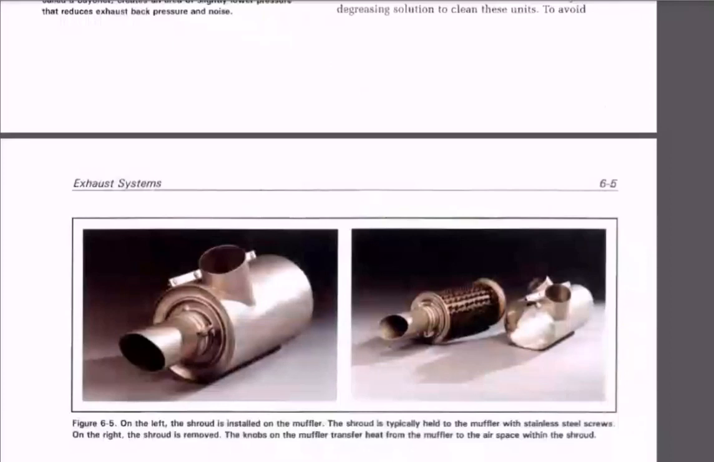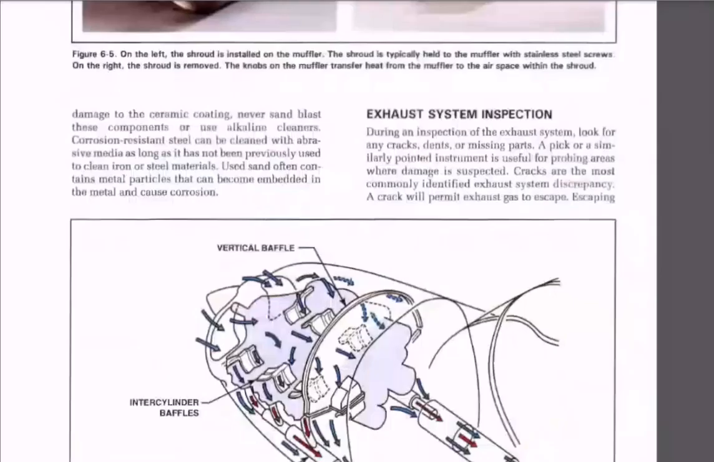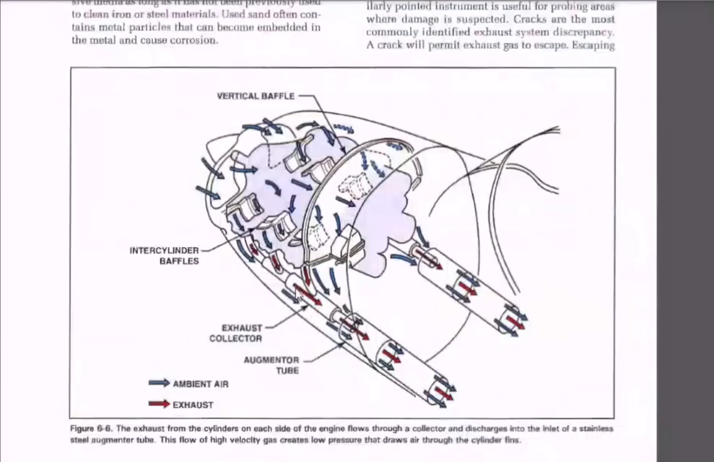Ada soalan? Okay, kalau tak ada soalan, go to the next one, which is the one with augmented tube. The exhaust with augmented tube. So this augmented tube, it is not connected directly to the exhaust. The exhaust is here, the pipe is here, but then you see that the augmented tube is not welded. Dia tak ada bercantum dengan augmented tube ni, tetapi dia akan sembur exhaust inside the augmented tube.